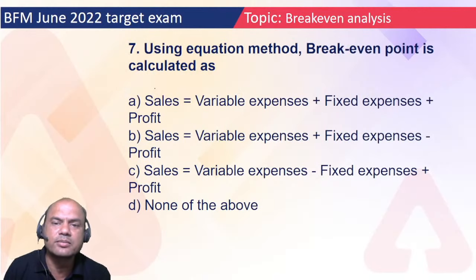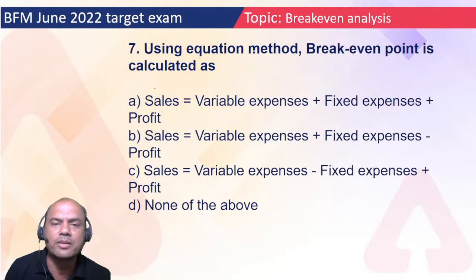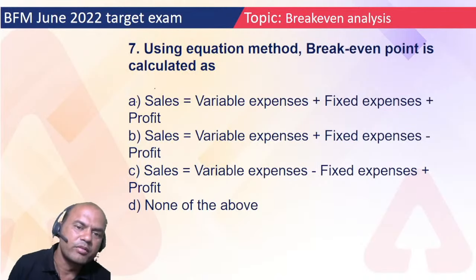Using the equation method, break-even point is calculated as, what is break-even point over here? We don't want break-even over here, we only want sales over here. So what is the formula for sales? Sales equals to variable plus fixed plus profit. Sales equals to variable plus fixed plus minus profit. Sales equals to variable minus fixed plus profit. Quite simple one. Just now we saw it. I gave you that basic equation. Firstly you answer, then I'll answer. What is the answer?